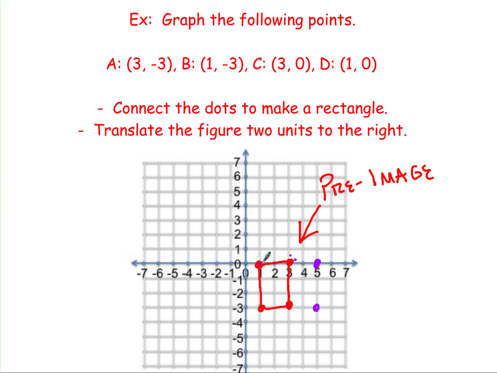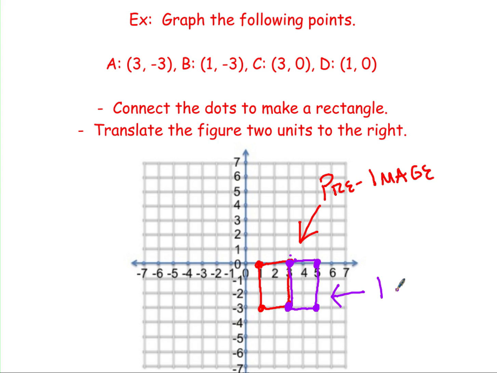I need to take this point and also move it to the right, two. One, two. It's now going to be here. Take this point, move it to the right two. One, two. Here is my resulting image. It's a rectangle right next to it, okay? So I just slid this, I took this rectangle and I slid it over two to the right.